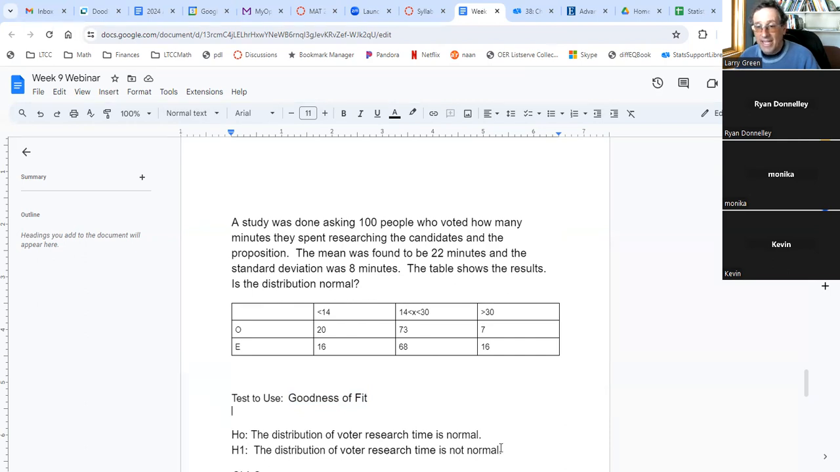Then we have H naught and H1. H naught is the distribution of voter research time is normal. Is that clear?